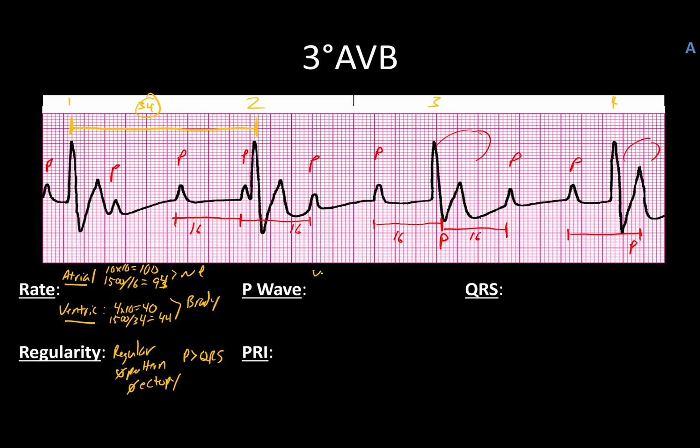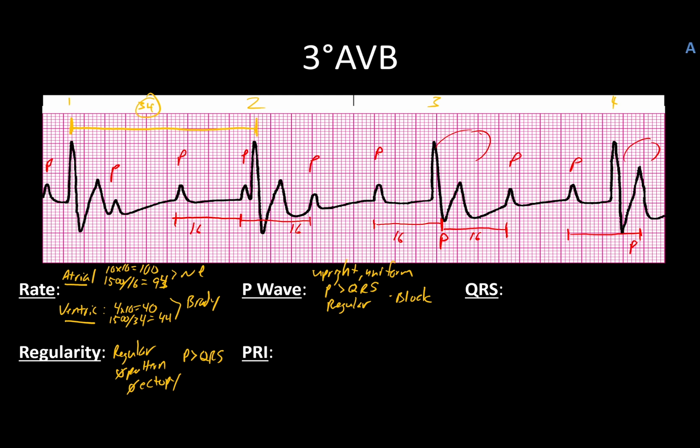My P waves are upright, uniform. My P's outnumber my QRS's. They are regular. So I'm dealing with a block, but no particular pattern. Because in this first section between 1 and 2, I've got 3 P waves. But between 2 and 3, I've only got 2. Between 3 and 4, I've got 3, but one of them's covered by the T wave. It's a bit of a mess.